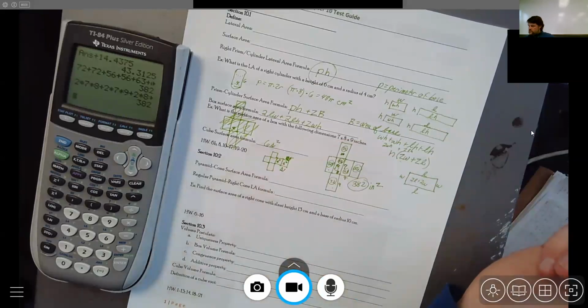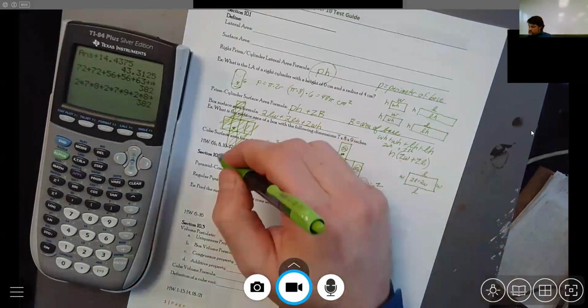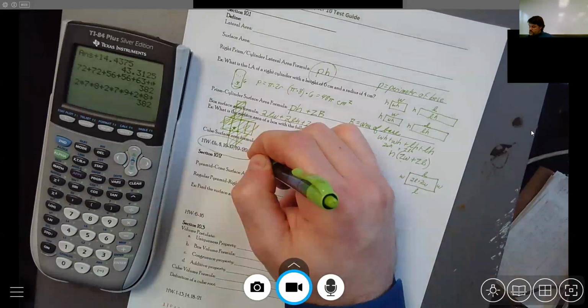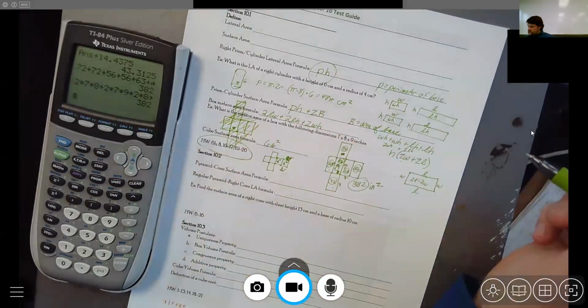Okay, so there's the introduction to lateral area and surface area. Here's the homework I expect you to do from your textbook. Notice this is section 10.1, and we'll see how that goes.